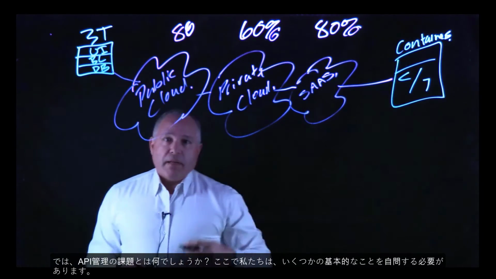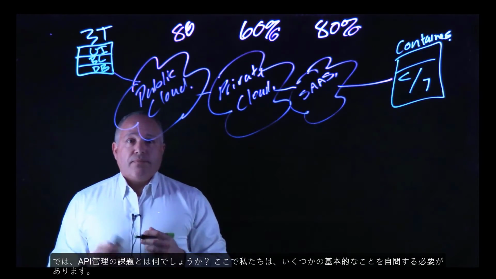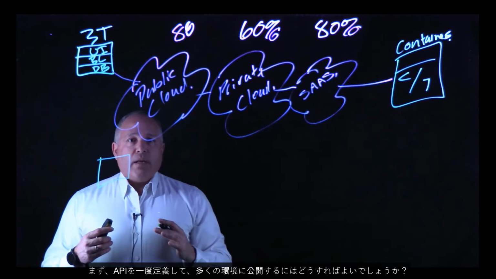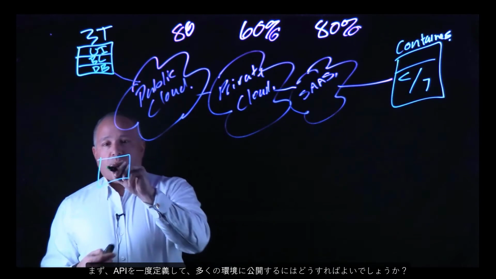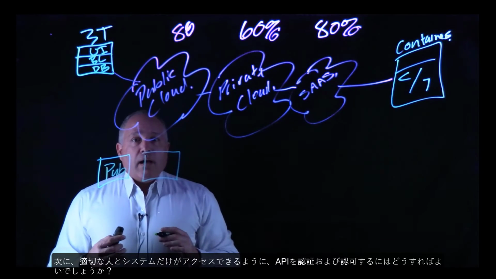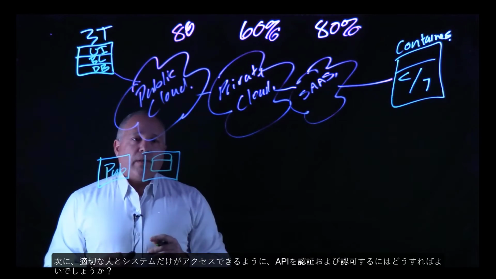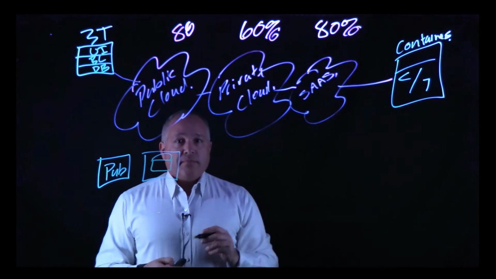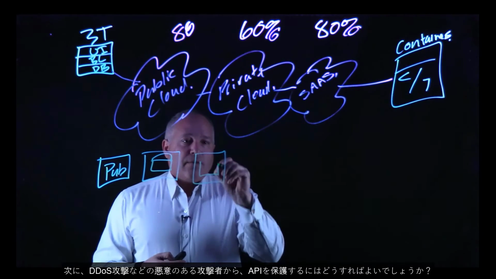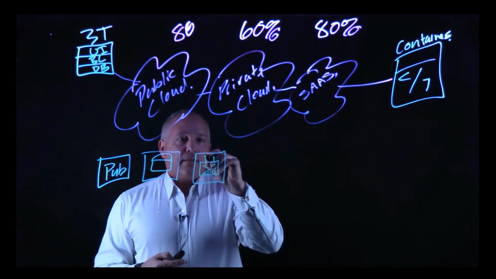So what is the API management challenge? Well, we should ask ourselves some fundamental things. First, how do we define APIs once and publish them to many environments? Next, how do we authenticate and authorize APIs, ensuring that only the right people and systems have access? Next, how do we protect APIs from bad actors, doing things like denial of service attacks?